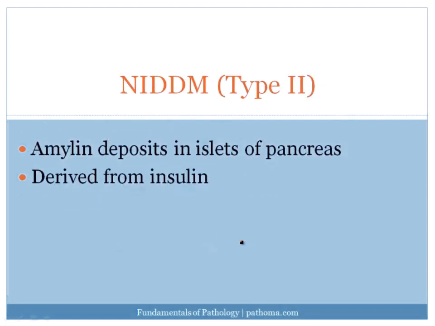The next of the examples of localized amyloidosis is type 2 diabetes. In type 2 diabetes, recall that the problem is a resistance to insulin.